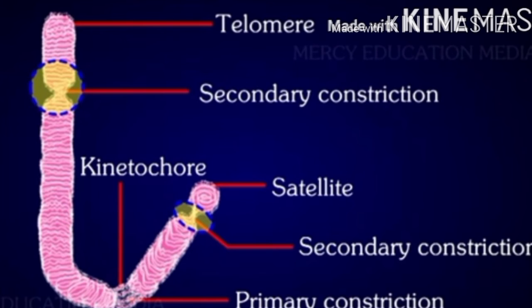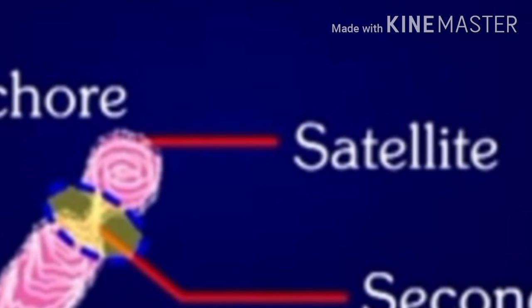Second one, secondary constriction. Some chromosomes possess a secondary constriction at some point. They are known as the nucleolar organizer, which helps in the formation of the nucleolus in the nucleus. Third one, telomere. Telomere means end. The end of the chromosome is called the telomere. Each extremity of the chromosome has a polarity and prevents it from joining an adjacent chromosome. It maintains the stability of chromosomes.